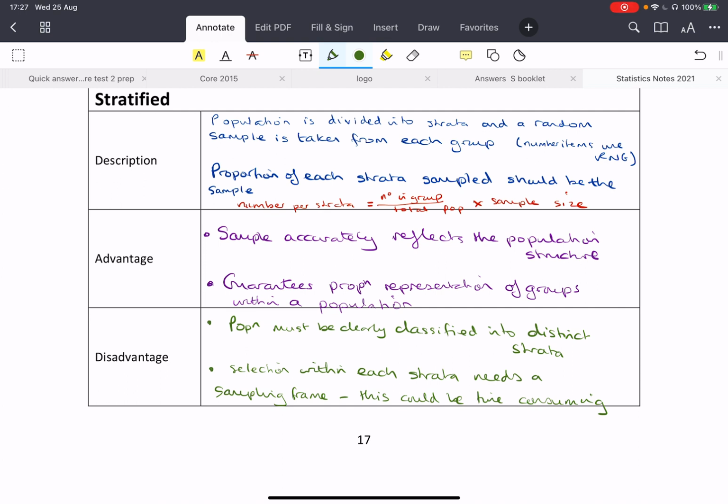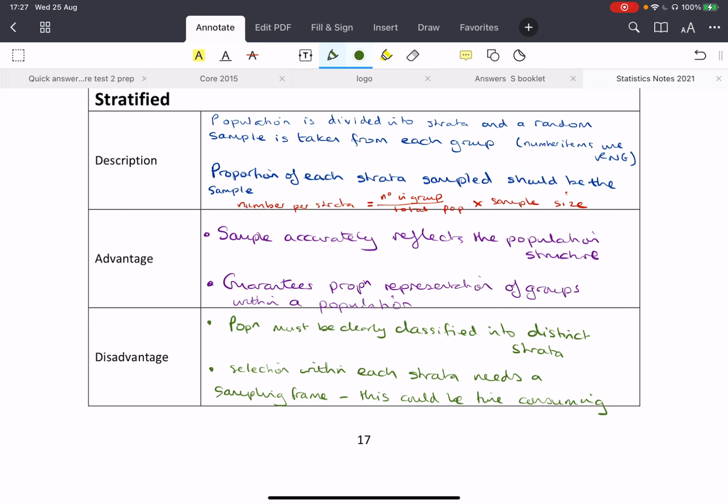So the proportion of each strata sampled should make up the sample. So the number from each strata is the fraction, the number in the group over the total population, times the sample size.